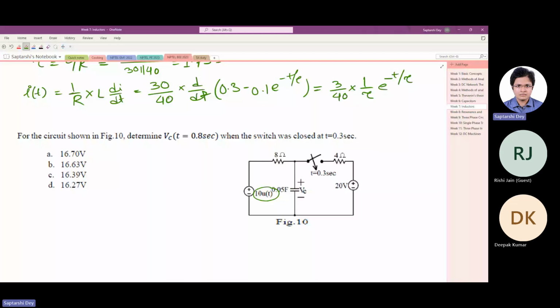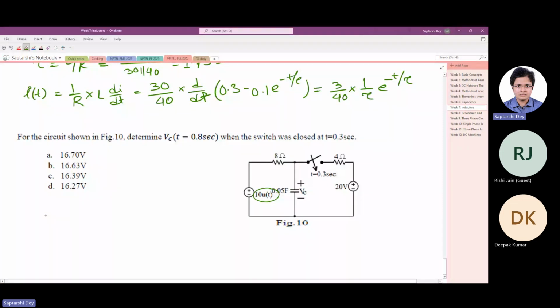this voltage source was activated, and at that time the switch was open. At t equals 0.3 second, the switch is closed. So what we have to find out is how much voltage the capacitor was holding at t equals 0.3.